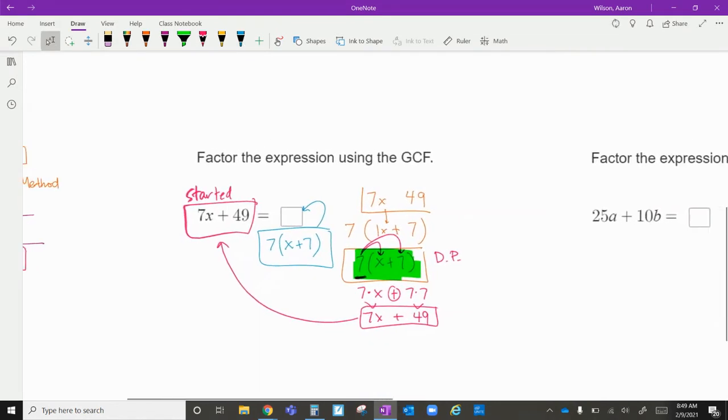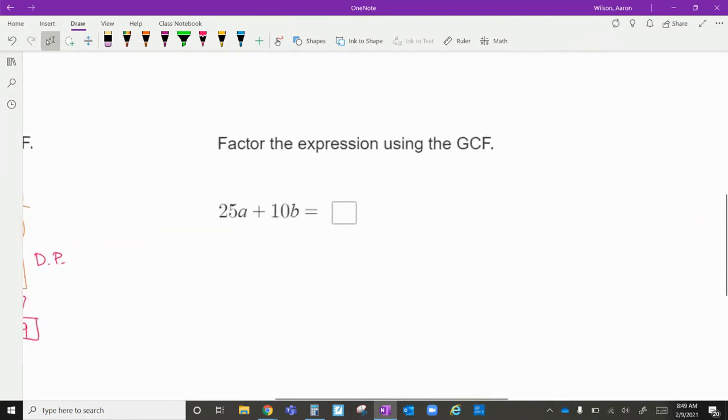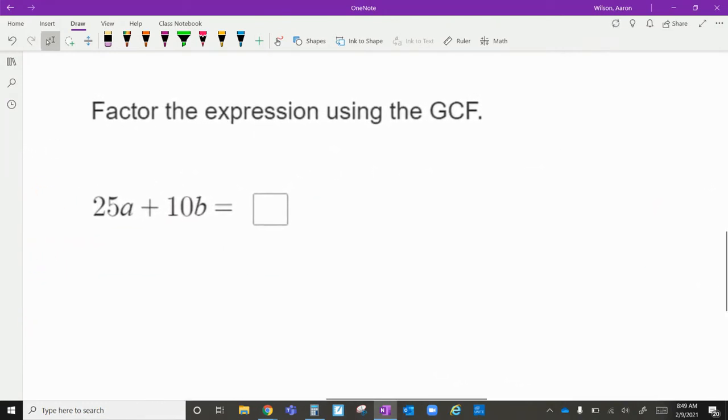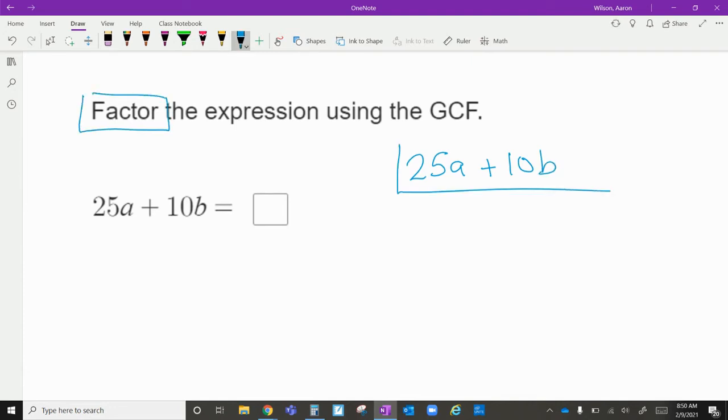All right, I'm going to go ahead and demonstrate one more, but this time it has 2 variables. We'll write this whole thing out. So 25a plus 10b. What is a number that is a factor of both 25 and 10?